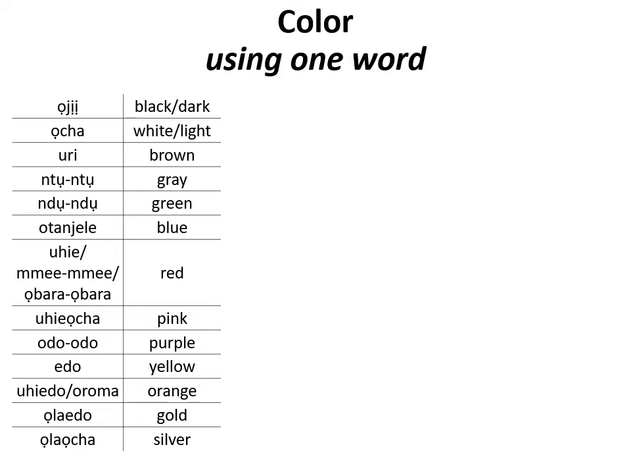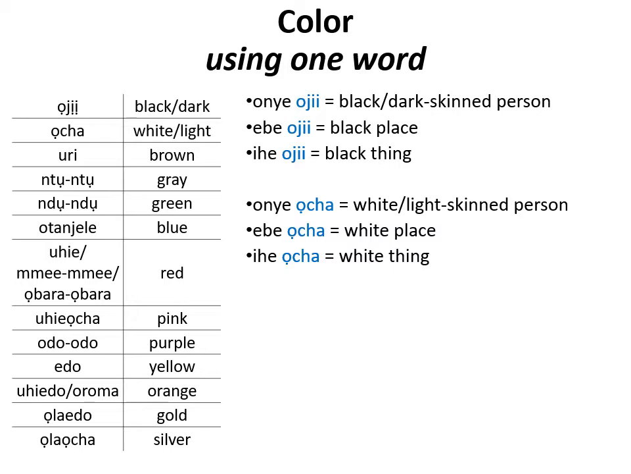Now let's use these colors to describe some nouns. Onyoji is a black person or a dark-skinned person. Eboji is a black place. Ihoji is a black thing or something black. Onyocha is a white person or a light-skinned person. Ebocha is a white place. And ihocha is a white thing or something white.